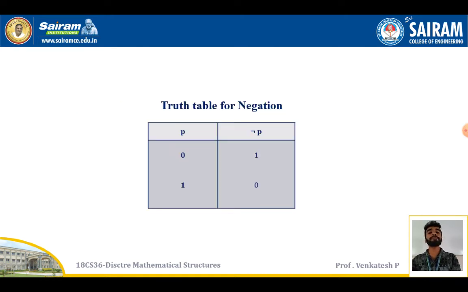The same thing can be explained by using the truth table also. So I am taking a proposition P here and the negation of P, or not P. I am giving the truth value for P as 0, so I got the not P value as 1. If I give the value of P as 1, I am getting the value of not P as 0, in the case of negation.